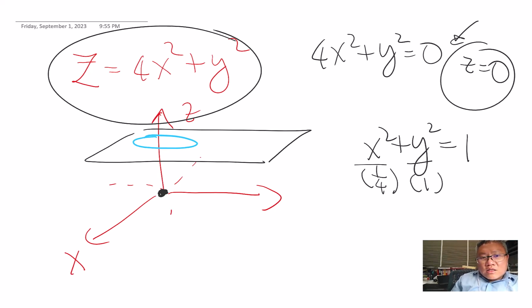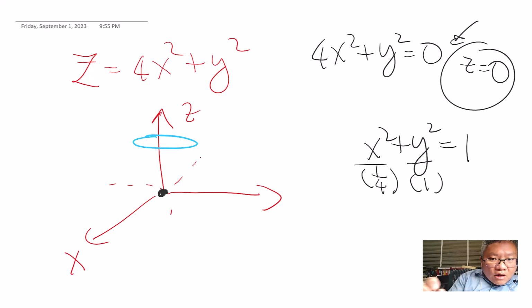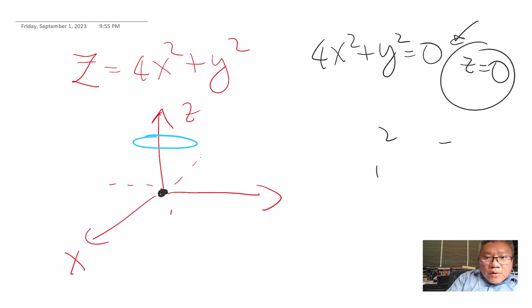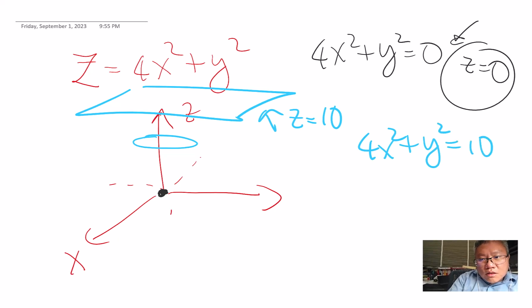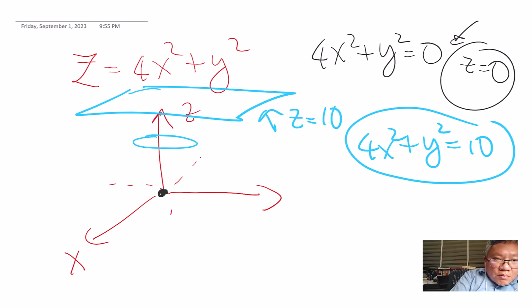Okay, and if you wanted to go higher a little bit, so you say, okay, I don't want to do z equal to 1, but let's say I make another plane, which is z equals 10. So what do you get? You get 4x squared plus y squared equals 10. And this, again, is an ellipse. Actually, it will be a bigger ellipse, okay? Think about why that's the case. We get a bigger ellipse. And in fact here, if your z is smaller, you have a smaller ellipse.